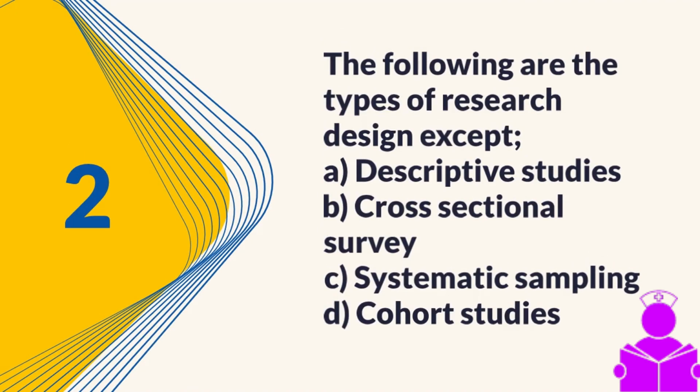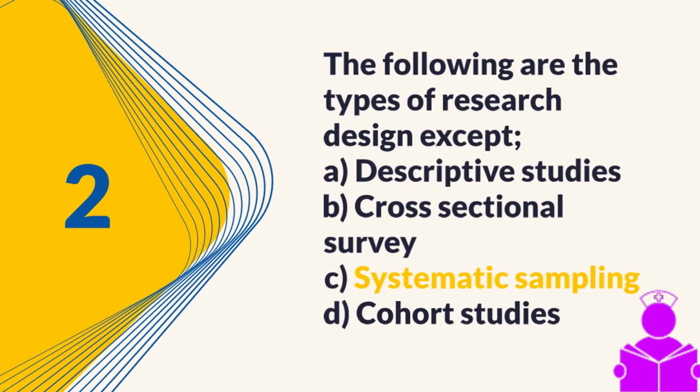2. The following are the types of research design except A. Descriptive studies, B. Cross-sectional survey, C. Systematic sampling, D. Cohort studies. Answer is C. Systematic sampling.